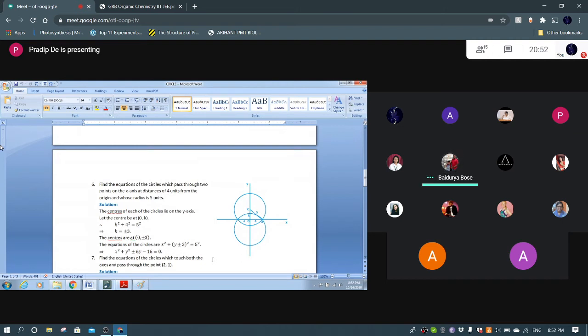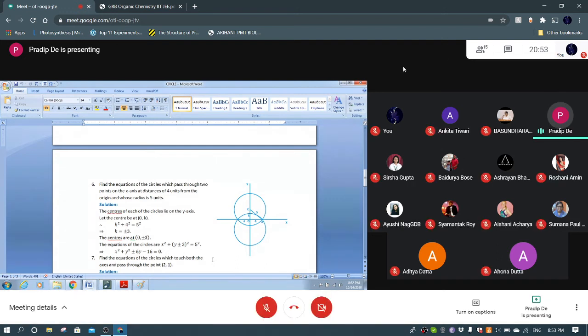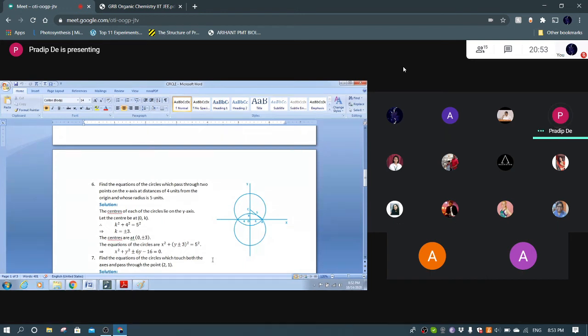X minus r whole square plus y minus r whole square equal to r square. Exactly, x minus r whole square plus y minus r whole square is equal to r square. Now this circle passes through the point 2 comma 1. So it satisfies. Substitute x and y as 2, 1 and tell me what you get. X is 2, y is 1.